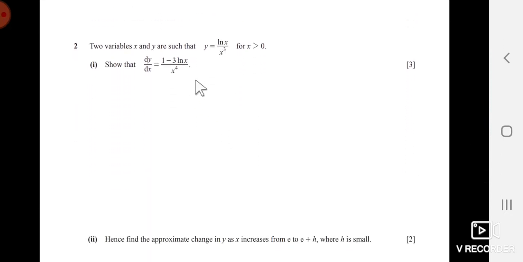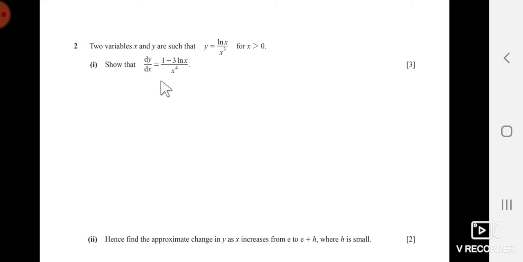In the next question, you see, these are the two variables x and y, and y is equal to ln x over x³. Now he said x is greater than 0 because ln x does not exist for negative numbers. Now actually this is a u over v function, and you will use the rule for u over v. The formula is (v u' − u v') over v². You can take x³ as v and the numerator ln x as u. Okay, so by this way you will get this required answer.